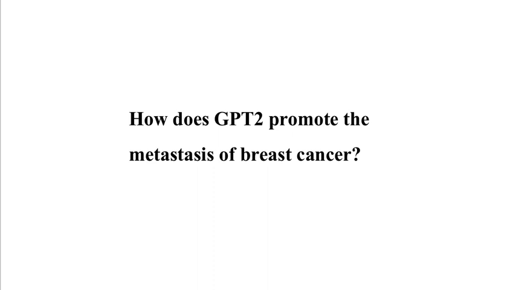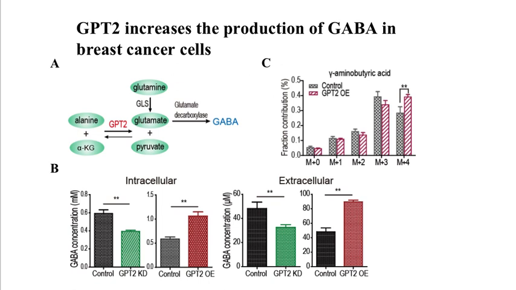How does GPT2 promote the metastasis of breast cancer? In the previous experiment, we found that overexpression of GPT2 can reduce the content of alpha-KG. We all know that glutamate can not only be converted into alpha-KG, but can also generate GABA, which is not only a neurotransmitter, but also an important metabolite of glutamate. GABA is an inhibitory neurotransmitter in the brain, and it can also play an important role in peripheral tissue cells through GABA receptors.